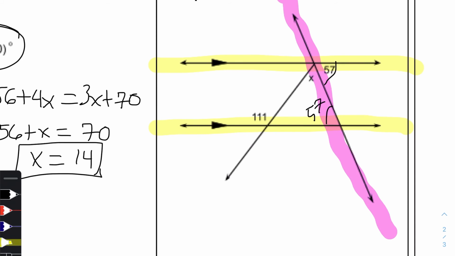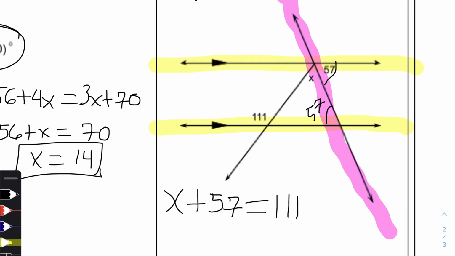Now I have my two interior angles that are non-adjacent to that 111, and therefore I can add them to equal that 111, because that is the exterior angle sum theorem. Okay, so I'm going to take 57. Actually, I'm going to take x first. I'm going to put x just so we keep things consistent. x plus 57 is equal to 111.